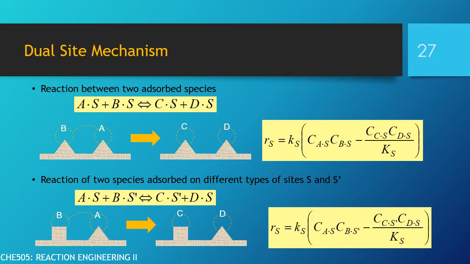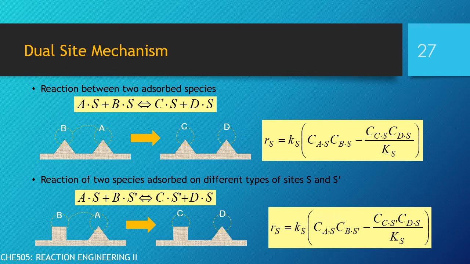The first example here is A.S plus B.S. So during the adsorption reaction, species A, reactant A plus S, will produce A.S. That is the first adsorption step. And the second adsorption step is B plus S will produce B.S. And both adsorption reactions are reversible.